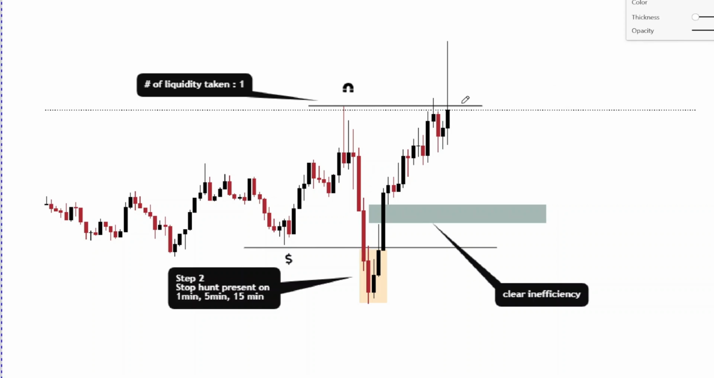So let's go over this example real quick. Here we have a stop hunt that's present on the 1 minute, the 5 minute, and the 15. And remember, this is the 5 minute chart. One level of liquidity has been taken. You have a clear inefficiency, which is your fair value gap, and price did break structure. So again, so far, you can see all the criteria has been met. You have a clear inefficiency. You have a stop hunt that's available on our 3 time frames, and one level of liquidity has been taken.